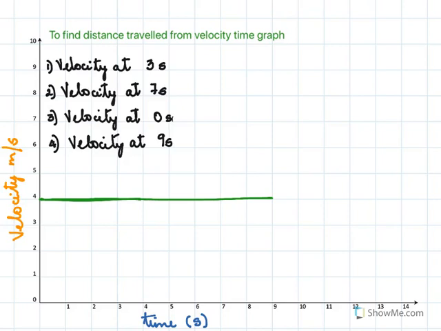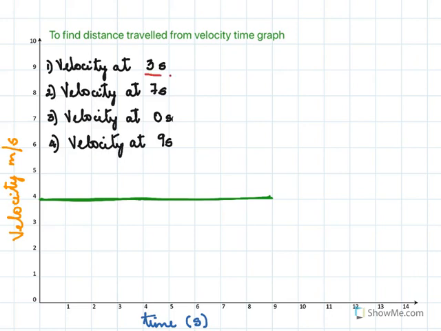In today's session, we will learn to find the distance from the velocity time graph. So here's the graph of a body. This is the graph of this body which gives us the velocity of the body. Now let us answer a few questions before we start the graph. The first question here is, what is the velocity at 3 seconds?